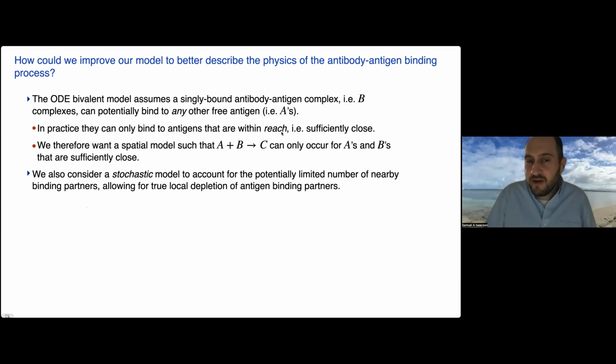would be one potential way to improve the model, would be to put in the notion that you can only bind to antigen that are nearby you. And so we want this reaction to be spatial. A and B can only react if they're sufficiently close.